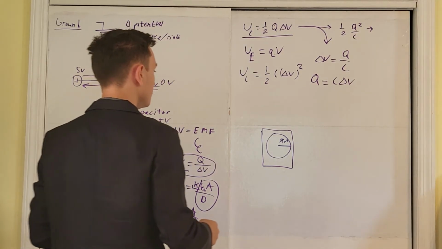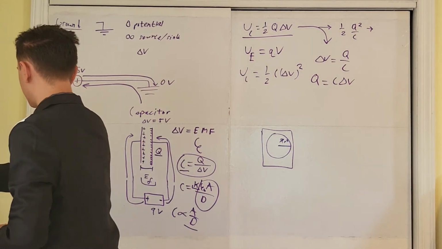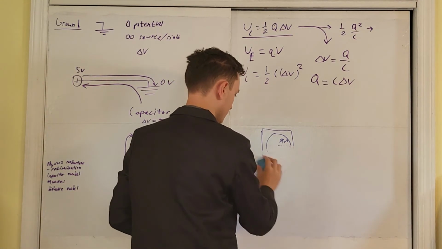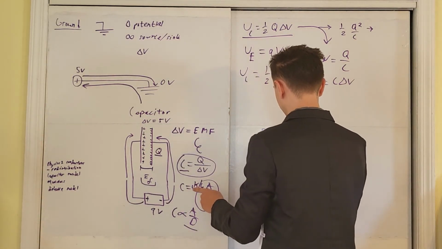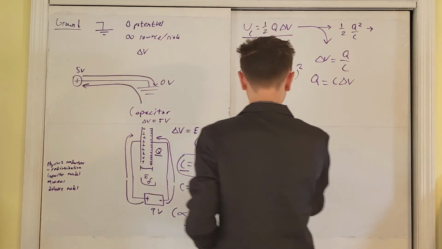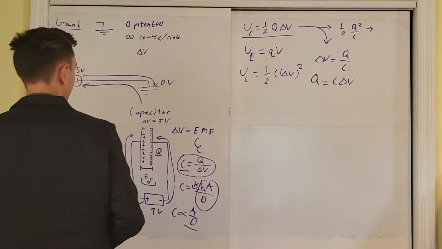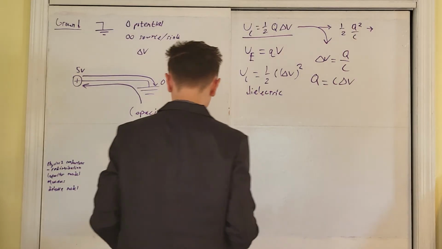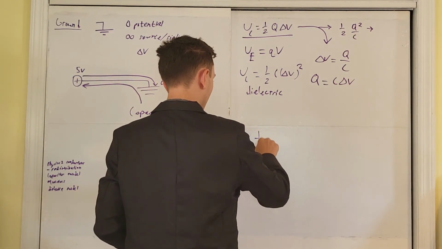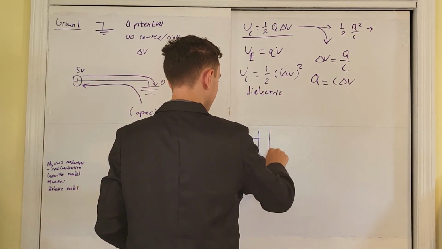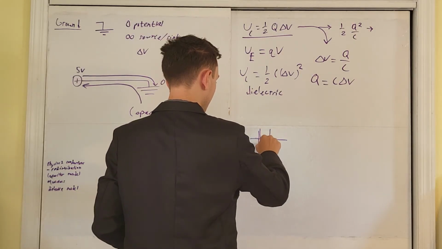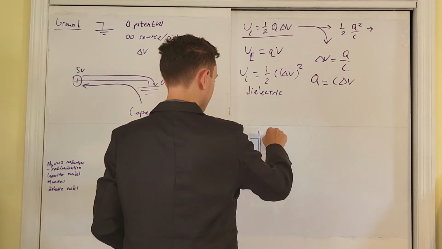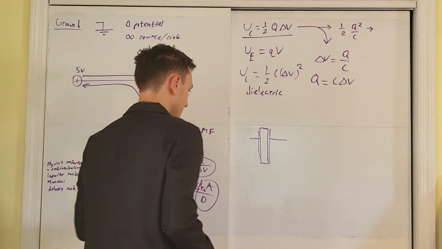From there, we move on to the concept of dielectrics, which is the kappa, the Greek K that I told you not to worry about in this equation. Well, now we're going to worry about it, okay? What is a dielectric? A dielectric is a non-conducting material that I put in between my parallel plates, okay?